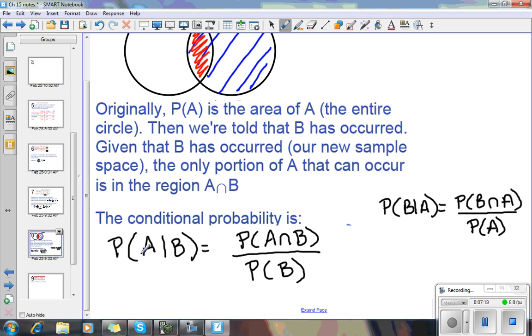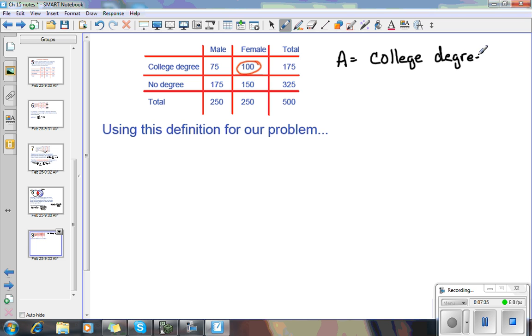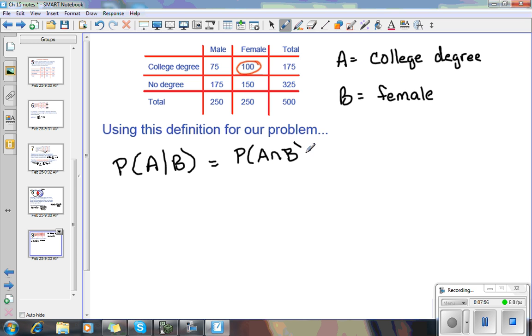So keep in mind when you use a formula, these are just variables. So from problem to problem, that's going to change. So let me use this definition for our problem. Remember that A represented that the person chosen was going to pursue a college degree. And event B represented that the person chosen was a female. And we wanted to find the probability that, given they were a female, they go on and receive a degree. So our formula says that's A intersect B over the probability of B.